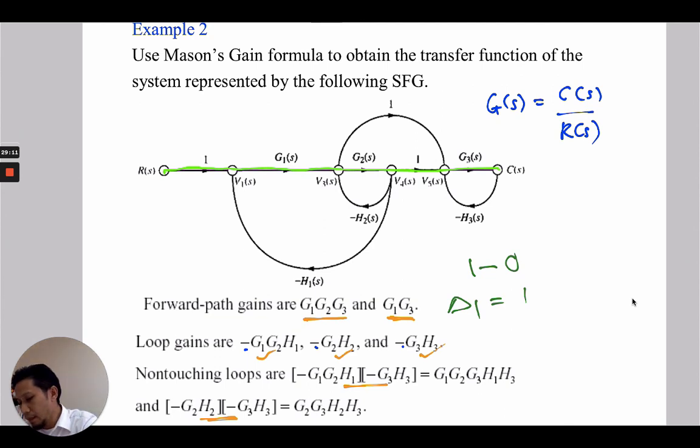Similarly, we can find it for T2. Can you find the loops that do not touch the forward path T2? Everything is connected, even this loop is connected to the forward path T2. So there is nothing as well, and we can say that our delta 2 is equal to 1 as well.